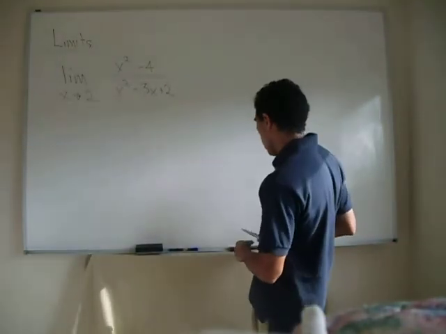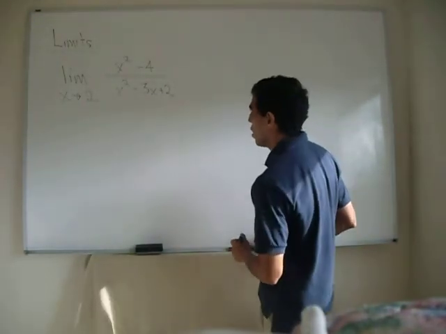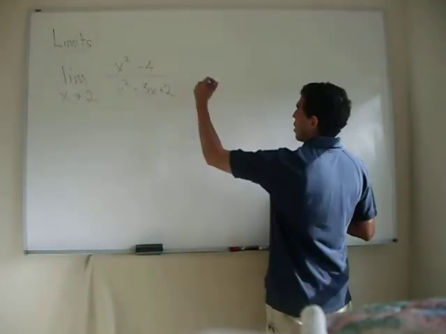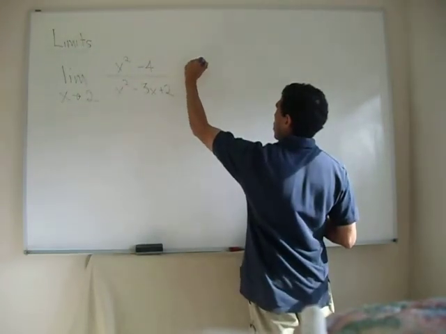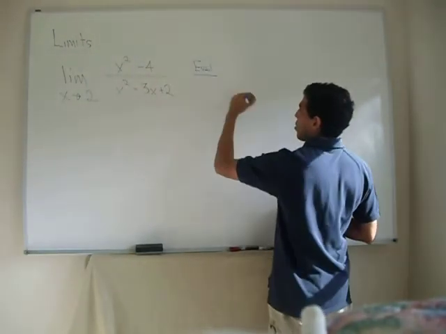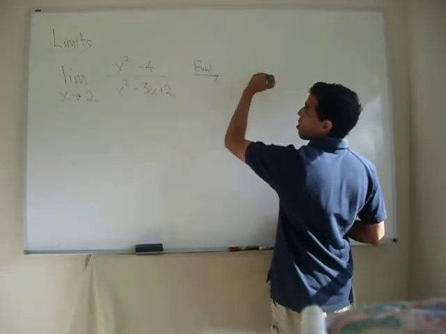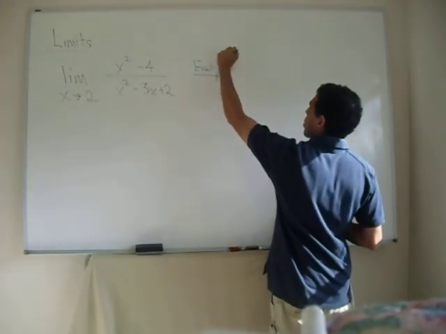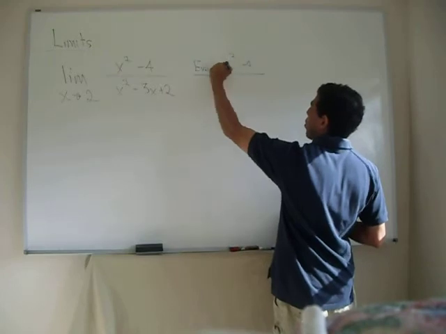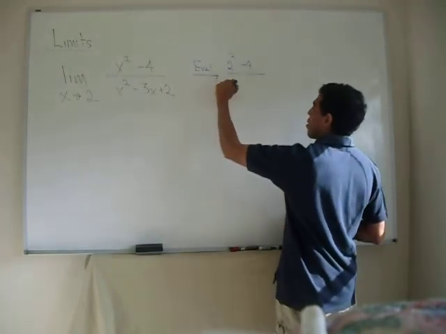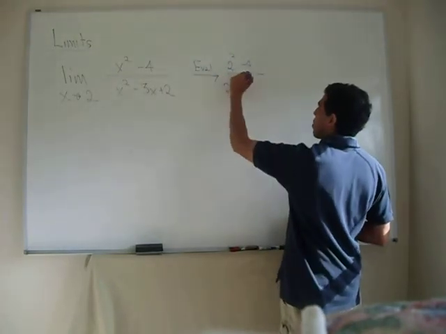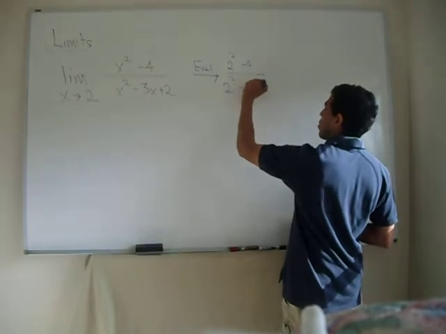So, what did we say to do first? Evaluate. When we evaluate, we're going to have something like 2 squared minus 4 over 2 squared minus 3 times 2 plus 2.